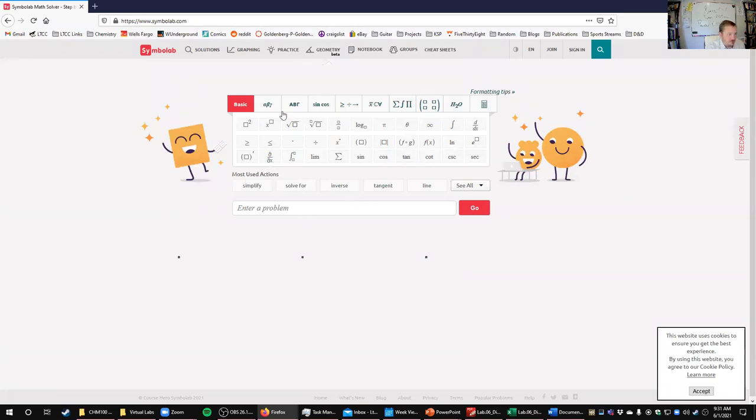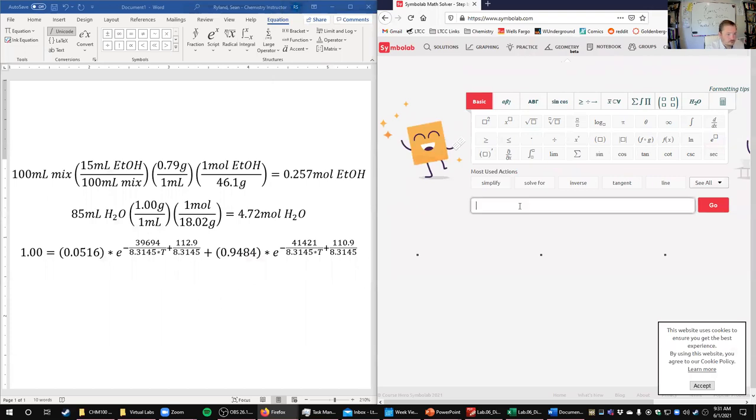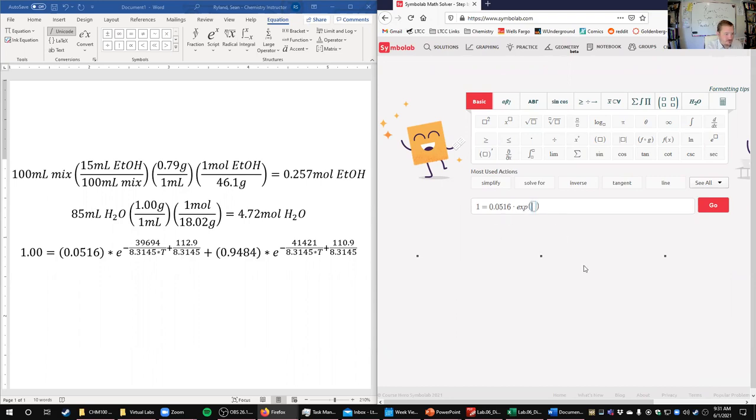So if we're trying to enter this into Symbol Lab, you want to make sure you're using all the right formatting. 1 equals 0.0516 times. And generally the shorthand for using e to a power is just exp, open parentheses, negative 39694 over parentheses 8.314 times T, close parentheses, plus 112.9 over 8.3145. Okay, so that looks like what we have written. That makes sense. Everything's in the right place.